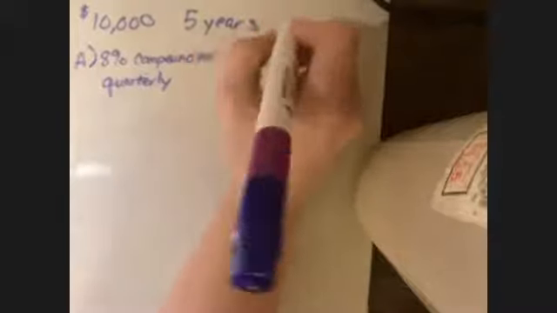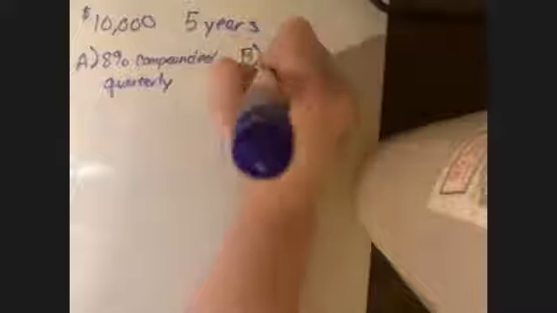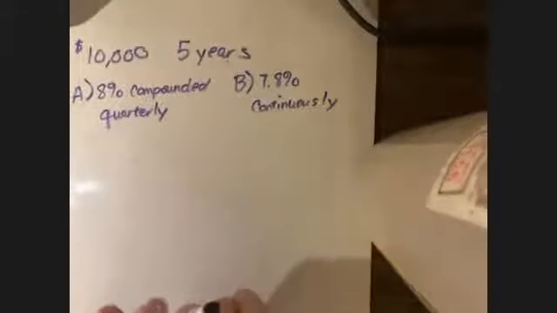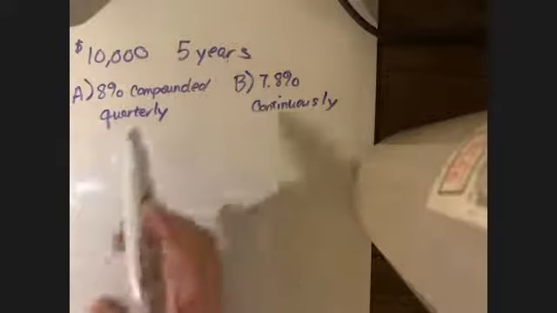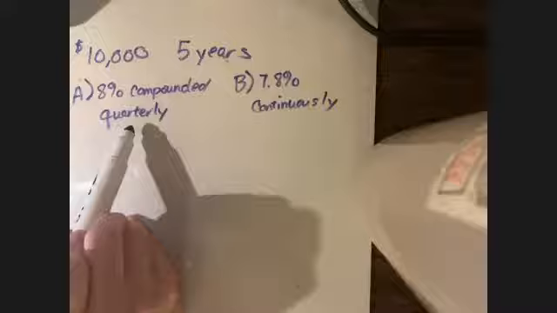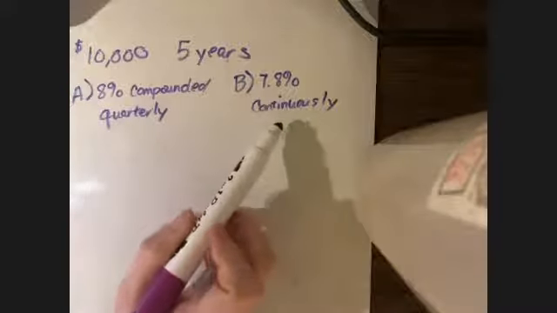Option B is we get 7.8% continuously, okay? So there it goes. The question is, which one's better? This is a situation where this one has a slightly higher percentage rate, but I'm not getting my compounding as often. This is slightly lower, but I'm getting it all the time.